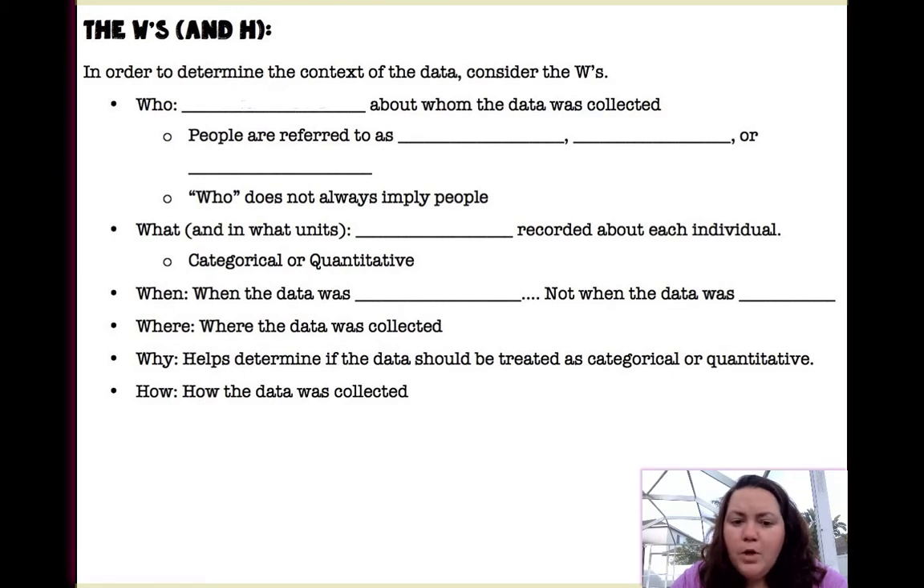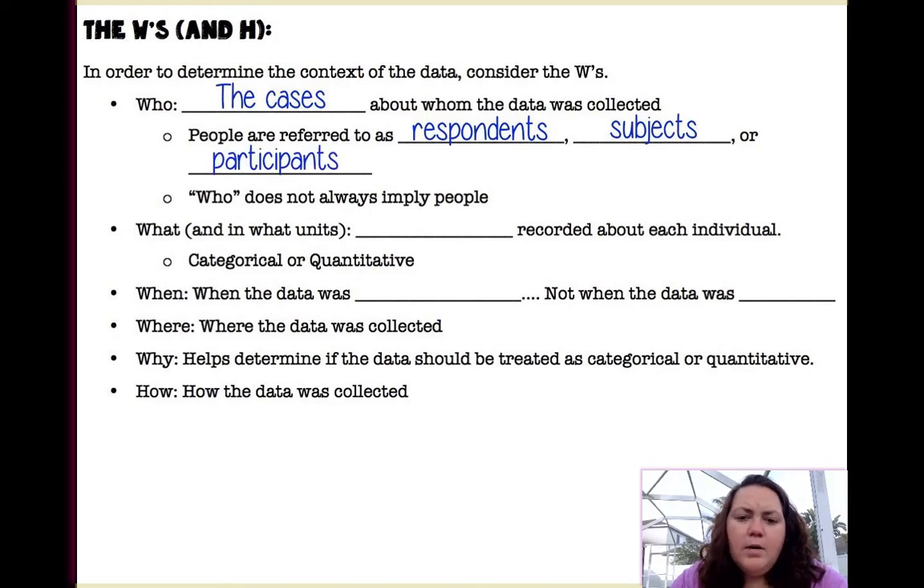So who would be the cases about whom the data was collected. If we're talking about people, we sometimes call them respondents, subjects, or participants. And the who doesn't always mean that we are talking about people, so it can be other things as well. What and in what units, the variables recorded about each individual. So there's different types of variables. We could have categorical or quantitative.